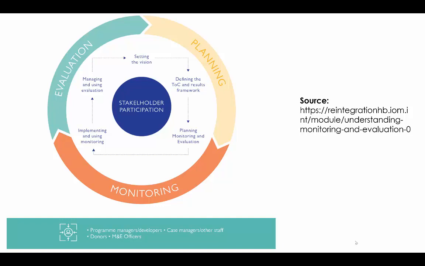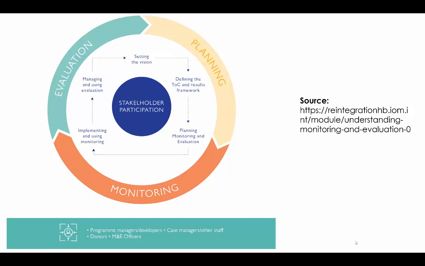So M&E begins at the planning stage. It is at this stage where you set your goals and your objectives as an organization, or it could be a project that you're running. You design it at this stage. So you put in all the indicators that you want to be measured so that you can track whether progress has been achieved. This is what is known as setting the stage.